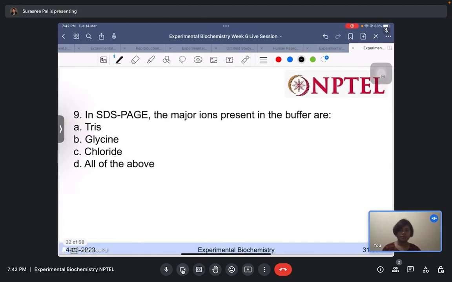Next question. What are the major ions present in the buffer in SDS PAGE?